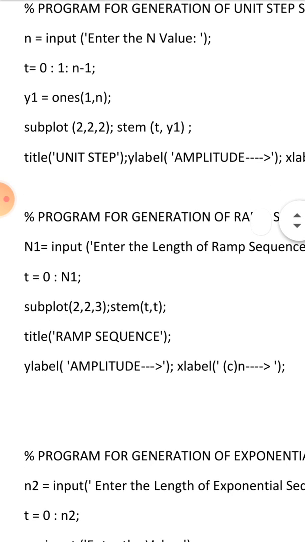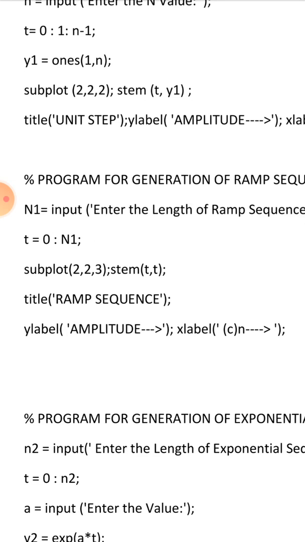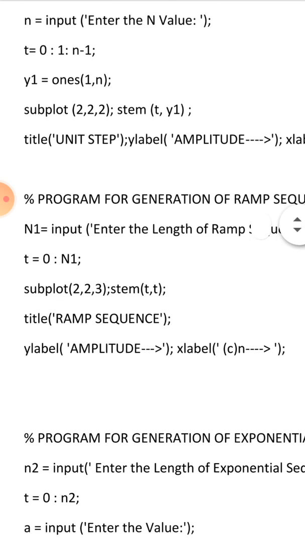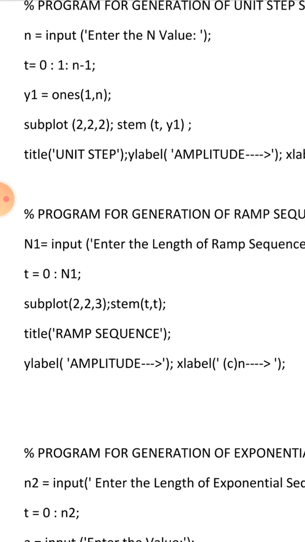t is equal to 0 to 1 to n minus 1. So whatever n value you give, it will take n minus 1 as the length of your signal. And then you are creating another array, y1 is equal to ones of 1 comma n. Ones is nothing but an array having values of 1 throughout the length of the array. So the size of the array is 1 comma n, and whatever value you give will be the length of this y1 array.